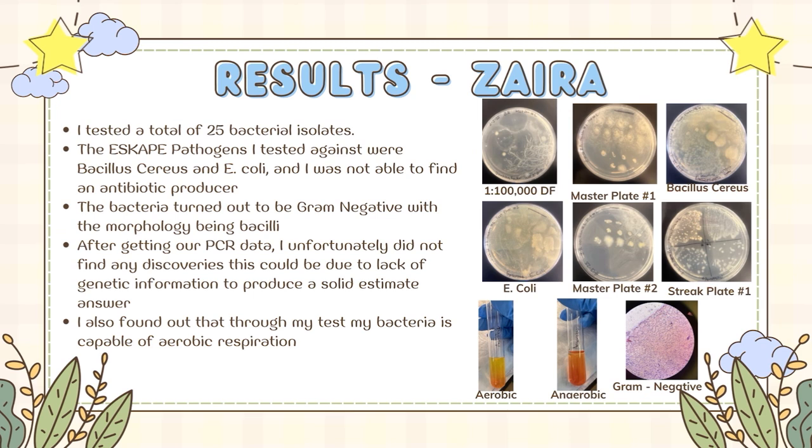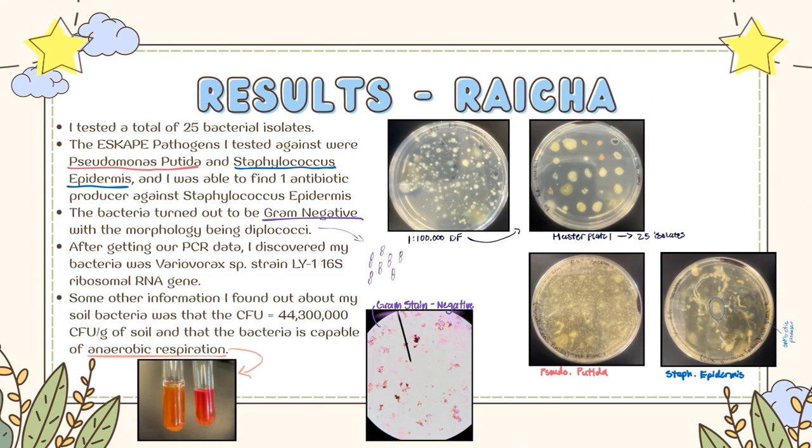My results. I tested a total of 25 bacterial isolates. The ESKAPE pathogens I tested against were Pseudomonas putida and Staphylococcus epidermidis, and I was able to find one antibiotic producer against Staphylococcus epidermidis. In the picture bottom right, you can see it circled. The bacteria turned out to be gram-negative, with the morphology being diplococci.